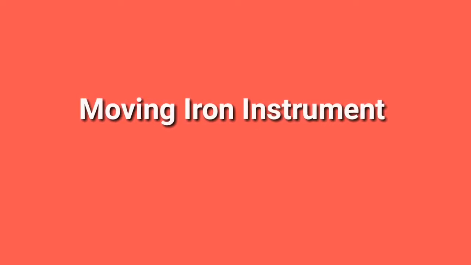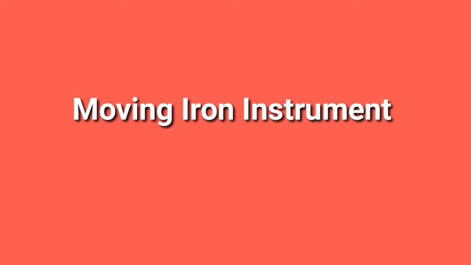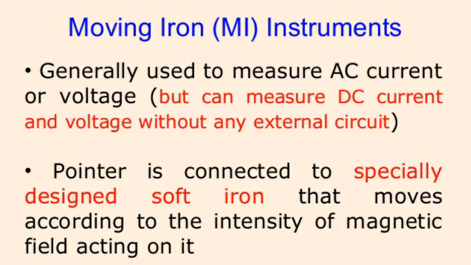Today we are going to discuss the moving iron or MI instrument. In the last video, we discussed PMMC and what the errors in that instrument are. Now we are going to discuss the instrument in which moving iron is used for measuring the flow of current or voltage, known as the moving iron instrument.